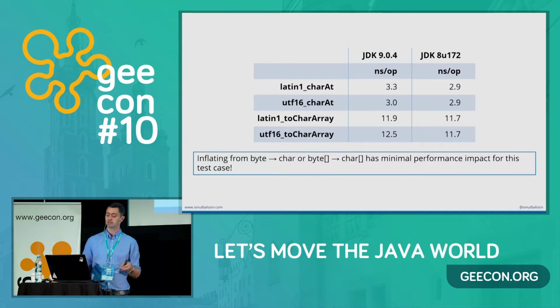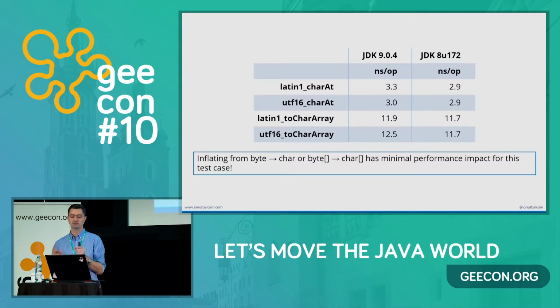However, I would like to quote Cliff. He said that fast enough is fast enough. So as you can see, the performance wasn't impacted. It's very marginal. The same for toCharArray, Latin 1 and UTF-16. In JDK 9, for example, Latin 1 took 11.9, and UTF-16 toCharArray took 12.5. So I conclude that it's not a big discrepancy in performance. In JDK 8, at least in my measurements on my hardware, because I did all the measurements on my laptop, it took 11.7 nanoseconds. So again, not a big discrepancy in performance, so it's almost there.